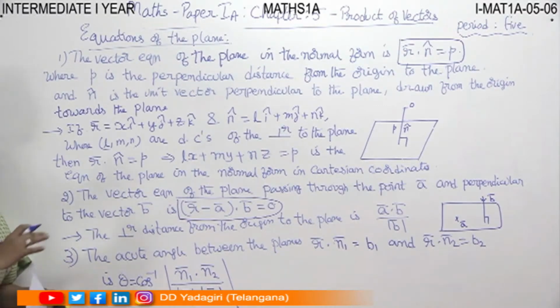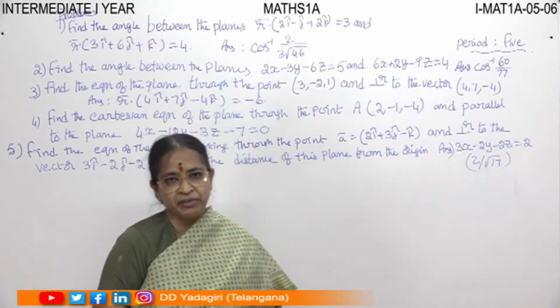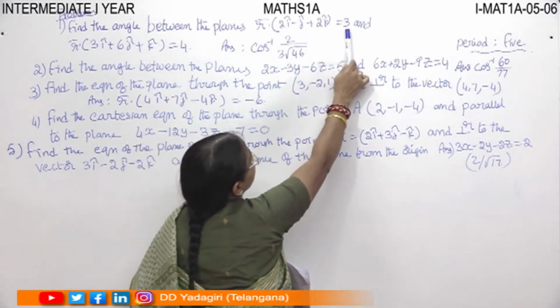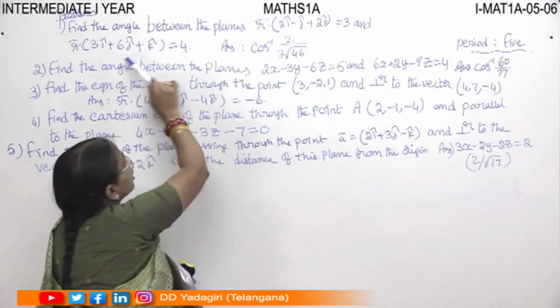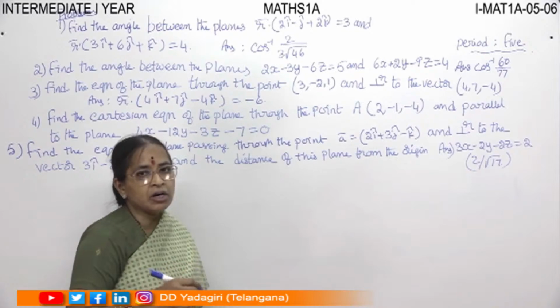Now we'll do the problems based on this. After this we'll be completing the scalar product. We'll do some 5-6 problems. That's all. Now these are the problems. See, first one is find the angle between the planes. As I explained, when you have r dot n1 is equal to b1 and r dot n2 is equal to b2, the angle between them is given by cos inverse of.